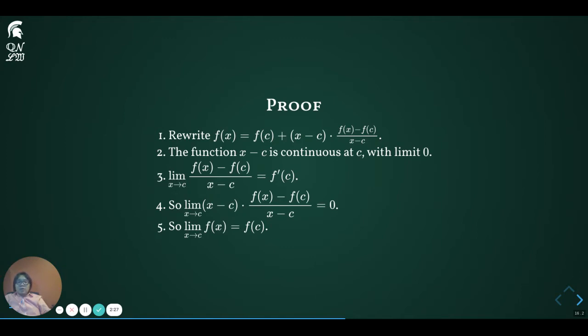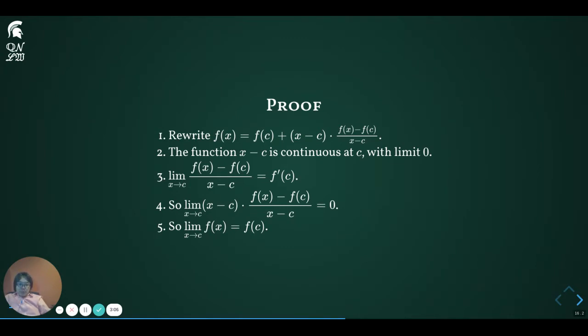Now, notice on the rewriting, the first term f of c is constant and independent of x. In the second term, the first factor, x minus c, is a continuous function that vanishes when x equals c. The second factor is the difference quotient, which, though it is not defined when x equals c, we know has a limit as x approaches c. The limit being the derivative f prime of c.